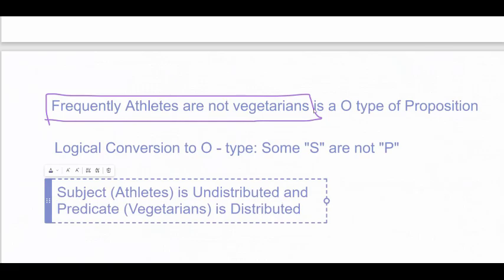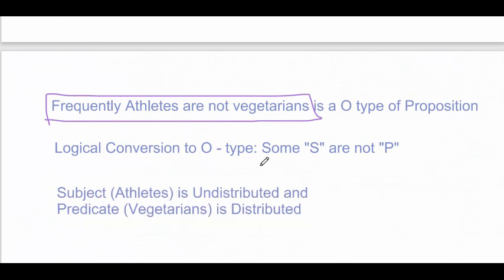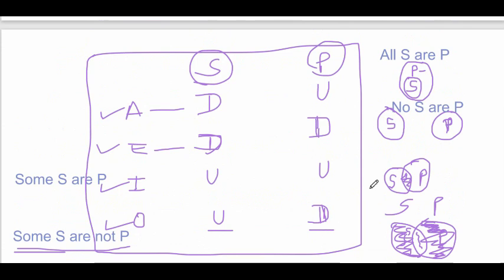First is what type of proposition it is. So it is O type of proposition. Convert it to its logical form. O type of proposition is stated as some S are not P. And then they asked us which is the distributed and which is the undistributed term. So for O type, as per the table given here, subject is undistributed and predicate is distributed.